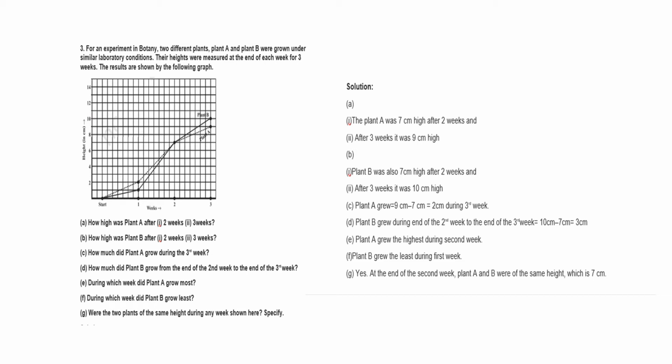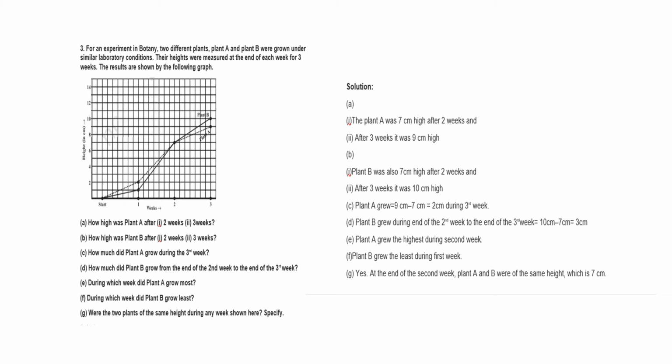Yes, now the question is here. Question number first. How was the plant A after 2 weeks? So A and B. A is the dotted one, B is the simple one. So after 2 weeks, A, just go to the y-axis. It is 7 centimeter. After 3 weeks, A is 9 centimeter. Same for B. After 2 weeks, it is the same, 7 centimeter. After 3 weeks, it is 10 centimeter. So with the help of the diagram, when you compare both of the axes, you can easily find out your answer.